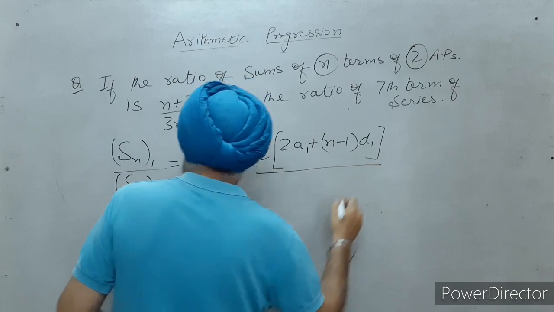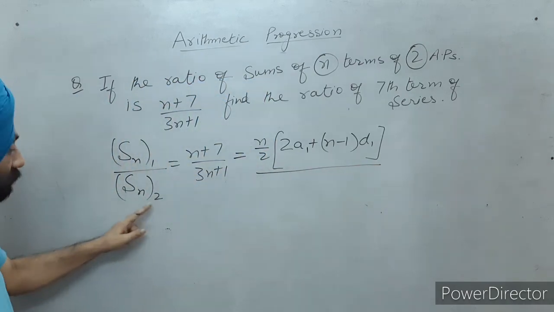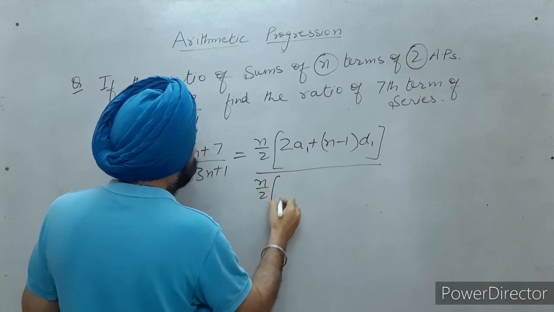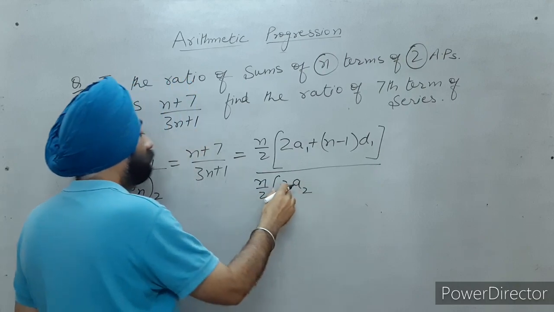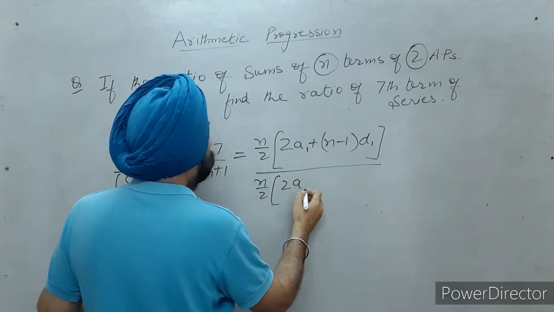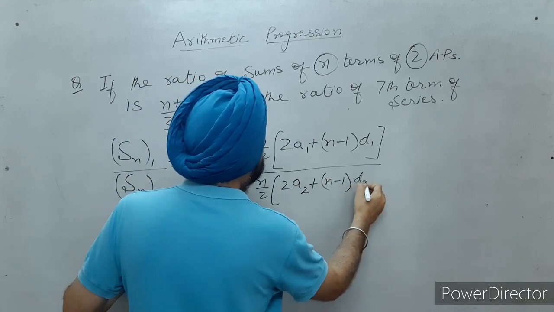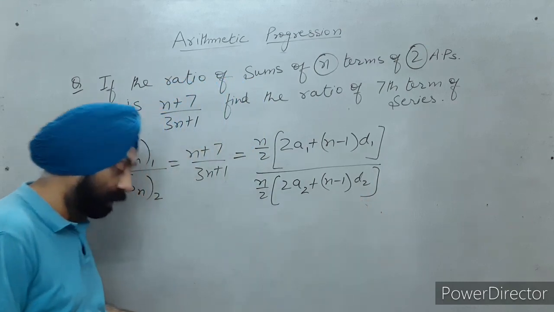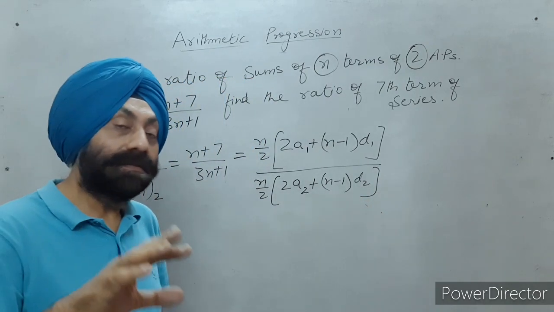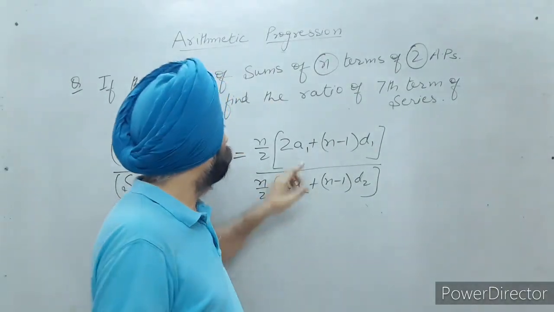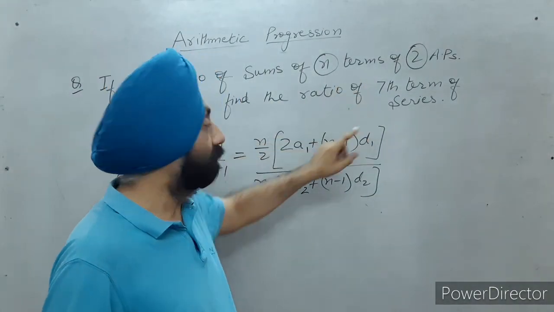Now divided by, this is the second AP. Number of terms is n by 2. Second AP, so I will take a2 plus n minus 1 into d2. There are two APs, okay? So if there are two APs, the number of terms is the same, they are two different APs.